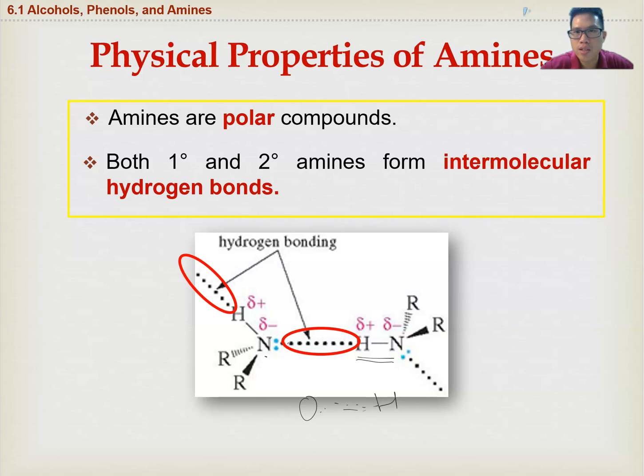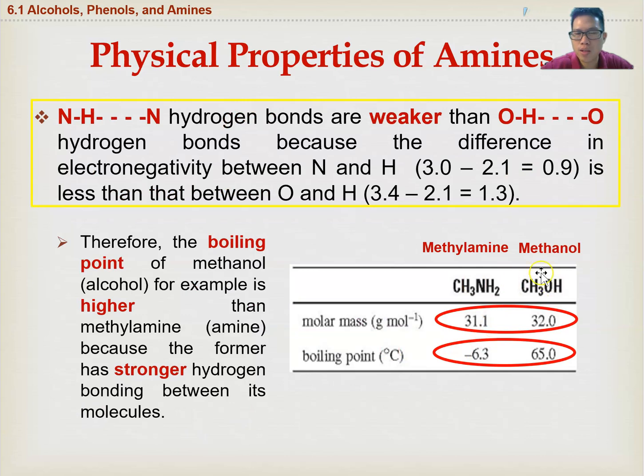If you check this N and H, the difference in electronegativity is lesser compared to the O and H. What does it mean? A lesser difference in electronegativity means that the interaction is weaker. The O and H has a greater difference in electronegativity, so the hydrogen bond is stronger. You can compare between the alcohol and the amine. Although the molecular weight is very similar, you can see the boiling point is a big difference. This is a lot higher than this one. Although both of them are hydrogen bonds, the N and H hydrogen bond is weaker compared to O and H.